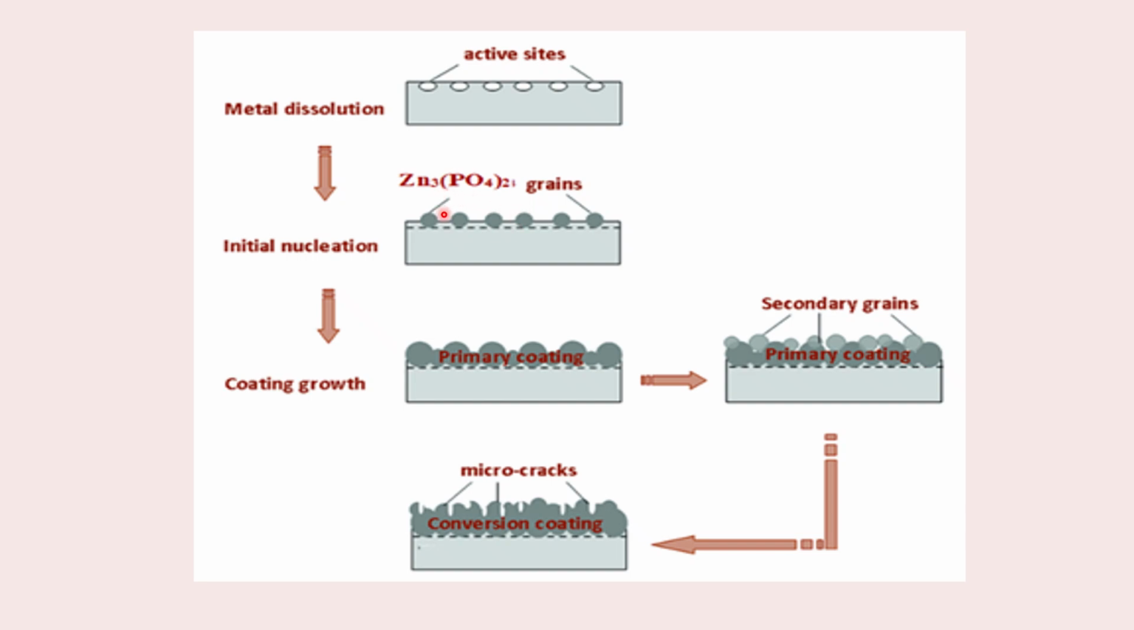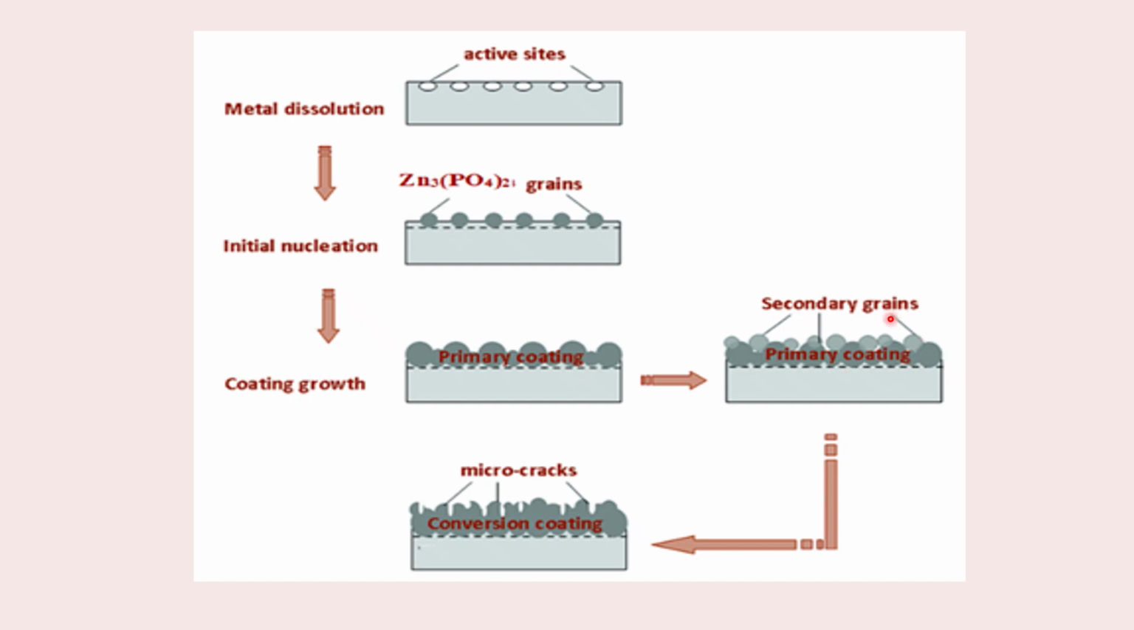So what happens? Zinc phosphate grains are formed initially on the surface. Once nucleation has started, it slowly moves to the other parts of the surface. So the first layer, the primary coating, is formed on the surface. Once the primary coating is formed, the continuous dipping into the solution leads to the secondary layer. Secondary grains are formed, and as they form, they grow the thickness of the conversion coating.